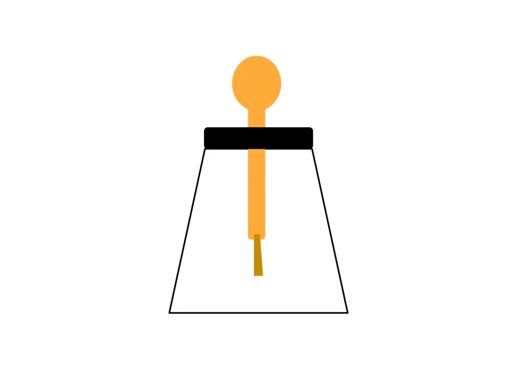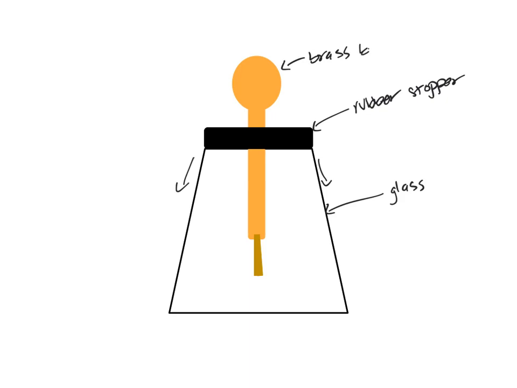So here's a picture of our electroscope. Right here is a glass jar. And here we've got a rubber stopper. Rubber, being an insulator, will prevent charge from traveling down the sides of the jar. So that's going to be a really important part of that. We also have a brass knob connected to a brass rod. And so our charges can easily travel up and down the knob and the rod.